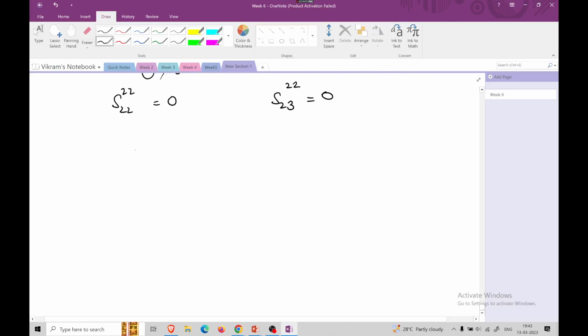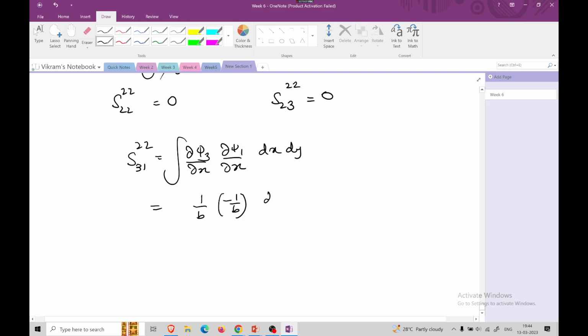So now S31 is dou psi 3 by dou x into dou psi 1 by dou x dx dy. This will be 1 by b into minus 1 by b. So this will be minus 1 by b square into ab by 2, minus a by 2b, sorry, minus a by 2b.